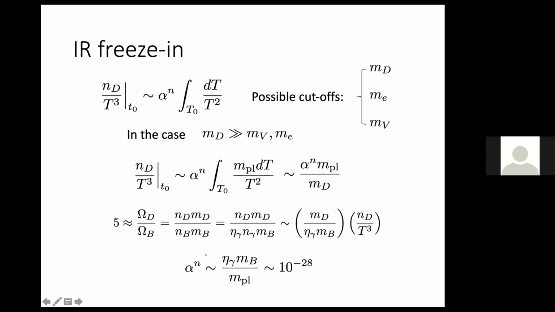So in the end, if this is the scenario, then we can get a very conclusive conclusion, right? The prediction is that alpha to the nth, which is the combination of all the couplings, should be roughly determined by this number, n gamma times mb divided by m Planck, which is about 10 to the minus 28, right? So basically, given a Friesian model, you tune all the parameters to this number, and you automatically get the observed energy density of dark matter.